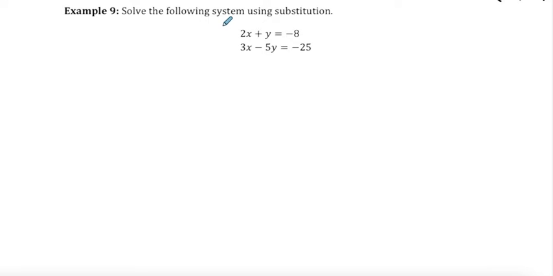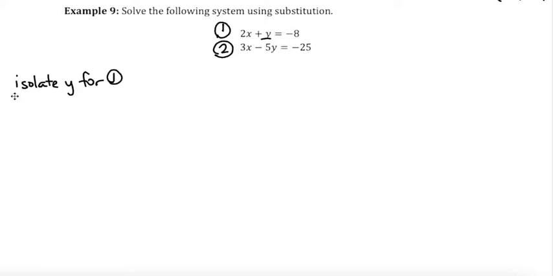Start by numbering your equations, 1 and 2. Take a look at the coefficients in front of your variables. Look for the one that doesn't have a number. That's your y. So I'm going to isolate y for equation number 1. That's step number 1 in my equation.